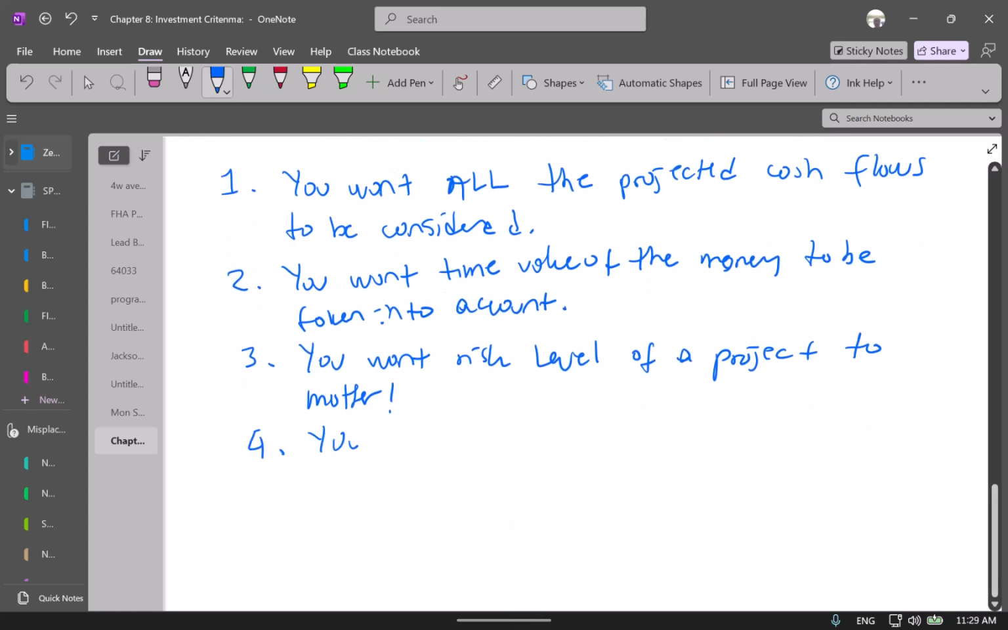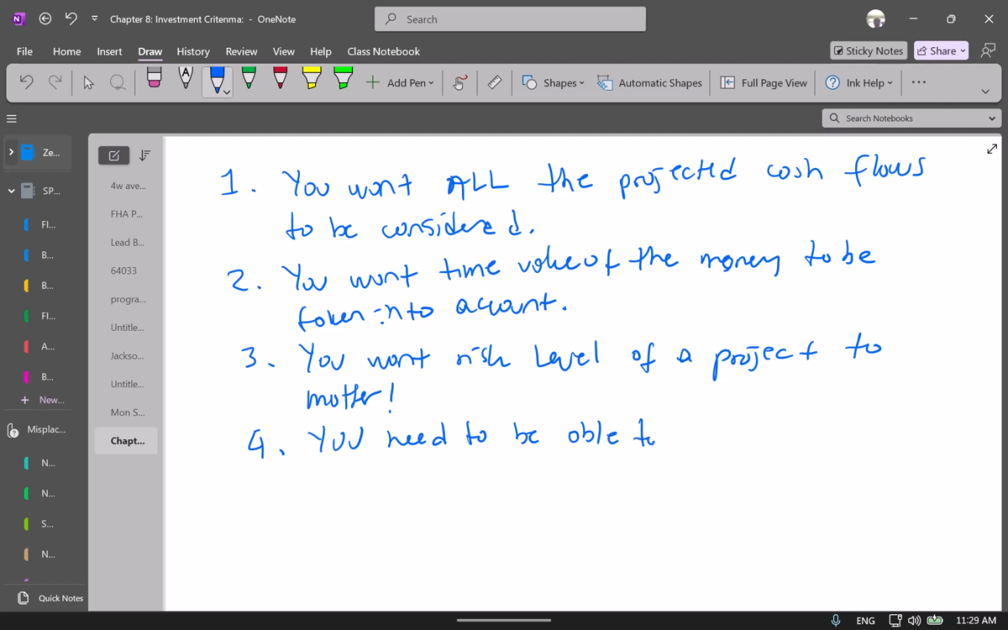And four, you need to be able to at least estimate the value added to the firm. It's not enough that you decide this is going to add value. You also want to know, is that value $1 billion, $5 million, $2 trillion? Why? Because as financial managers and managers in general, you have a fiduciary duty to your shareholders.